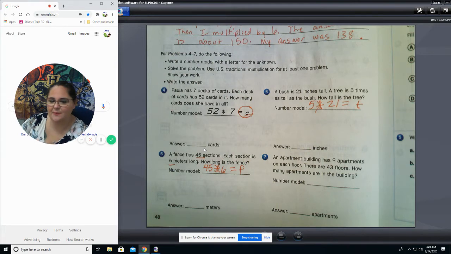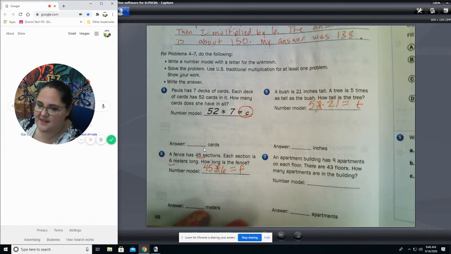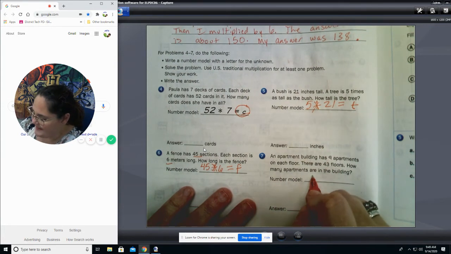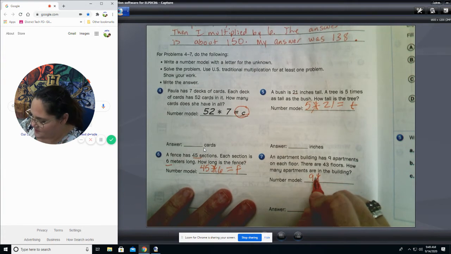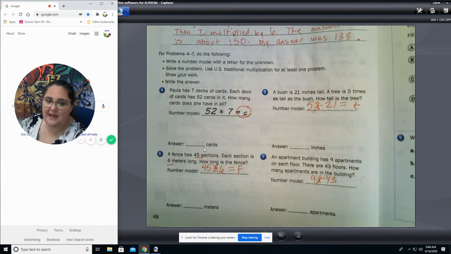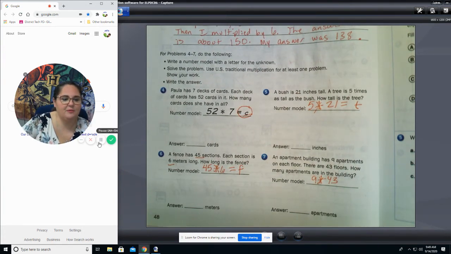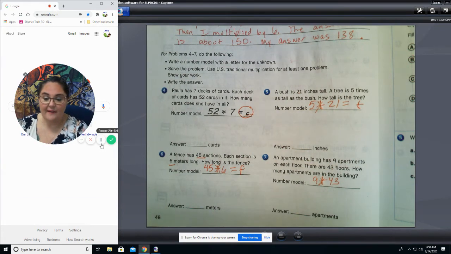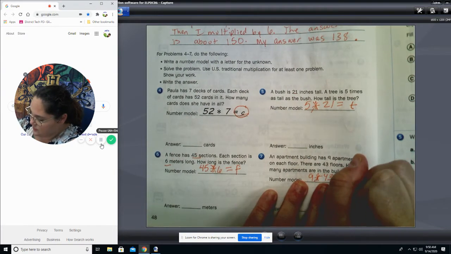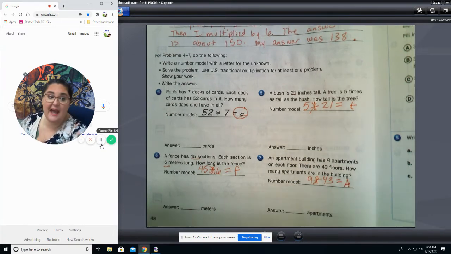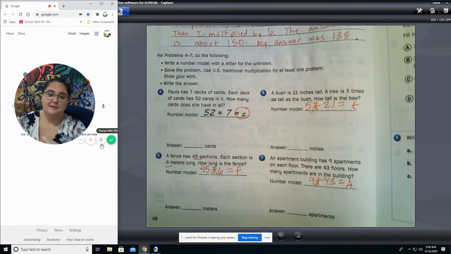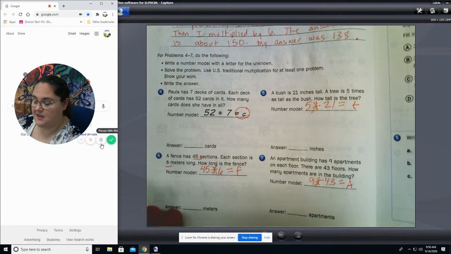All right, my number model for number 7, we're going to check that first, and then we'll go through the multiplication. Should be 9 times 43. 9 times 43 is your number model. All right, so 9 times 43, and again, I'm looking for how many apartments. So whatever I'm looking for, that's what letter I'm going to use. So 9 times 43 equals A for apartments.